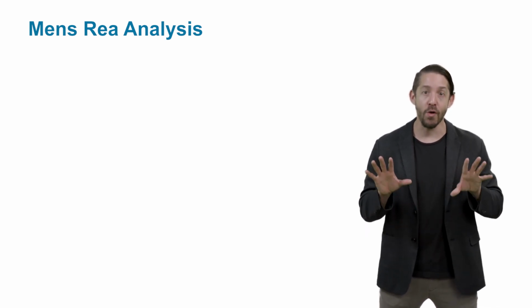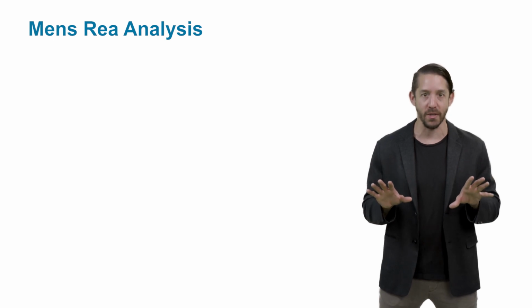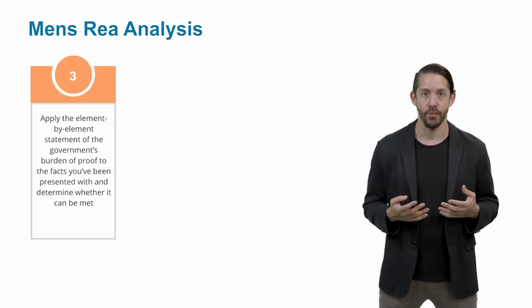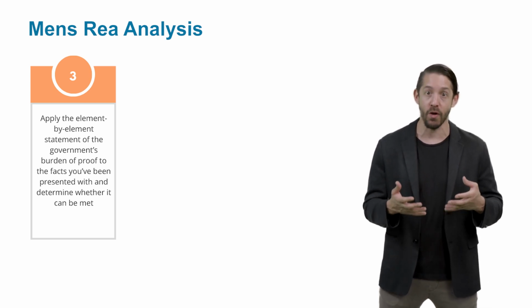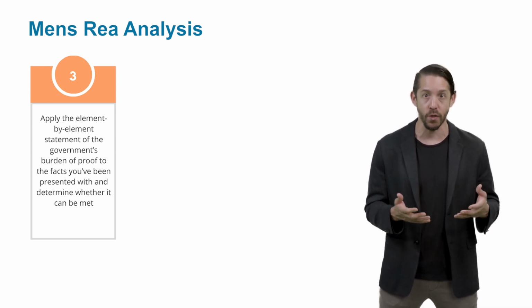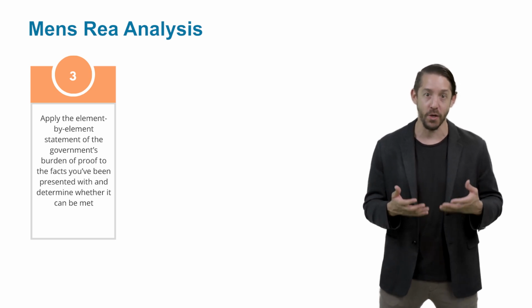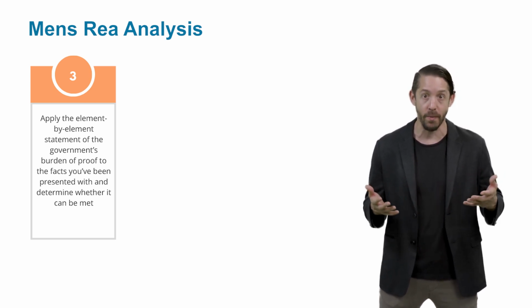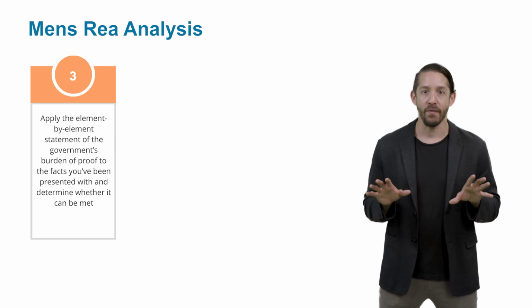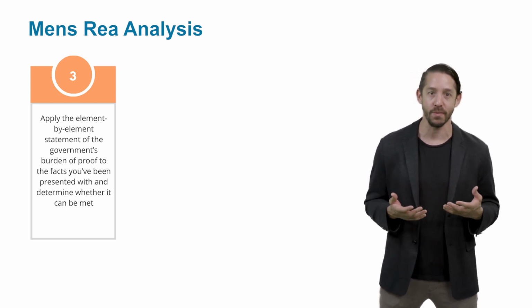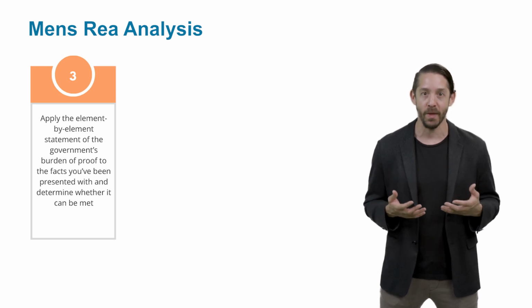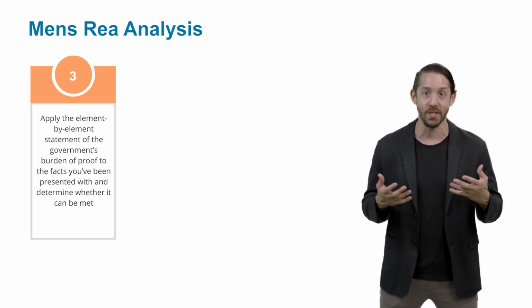Okay, so the third and final component of mens rea analysis is also straightforward. You need to apply the element-by-element statement of the government's burden of proof that you generated in step 2 to the facts you've been presented with and determine whether the government can meet its burden. So in real life, generating proof of mens rea can be complicated. But in the world of law school exams, things are usually a lot simpler because you're typically told what was happening in the defendant's mind.